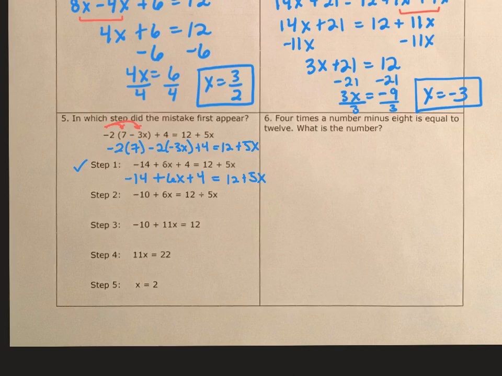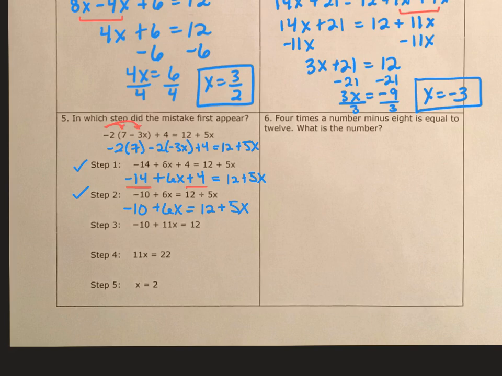Okay, now after I distribute, I combine like terms. So on this left side, when I combine like terms, I have this -14 and this +4. Okay, so negative 14 and a positive 4 is a negative 10 plus 6x equals 12 plus 5x. Okay, so that matches. That step is good.